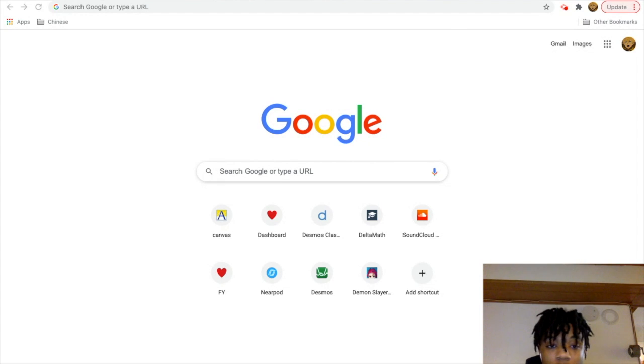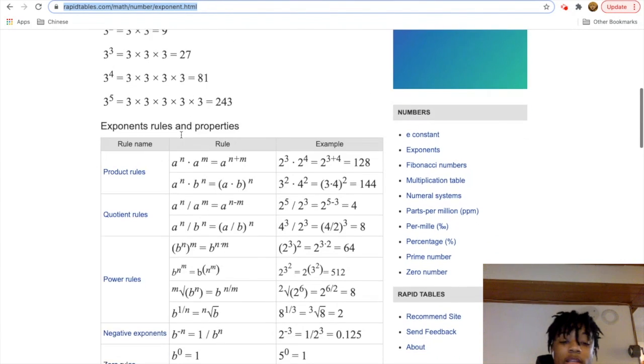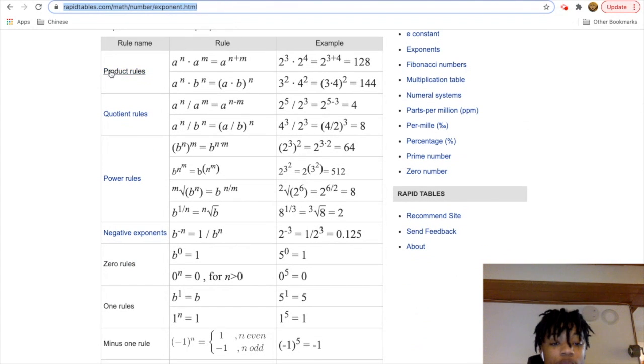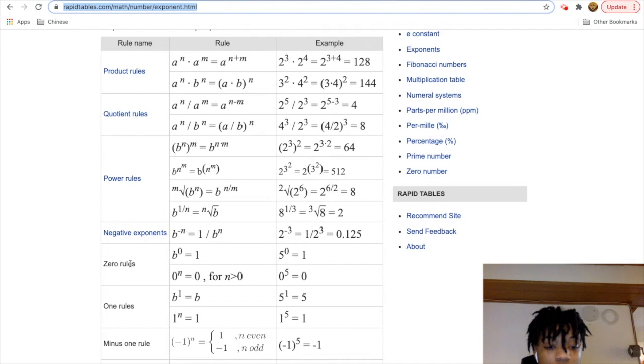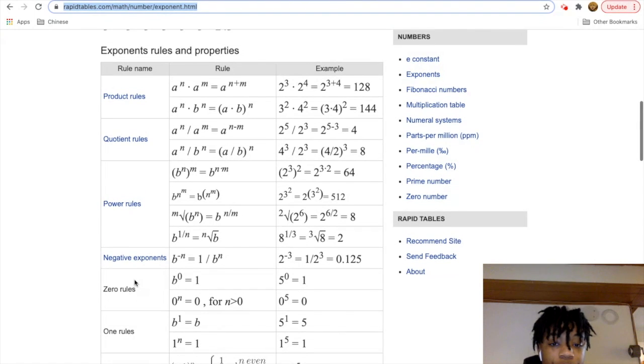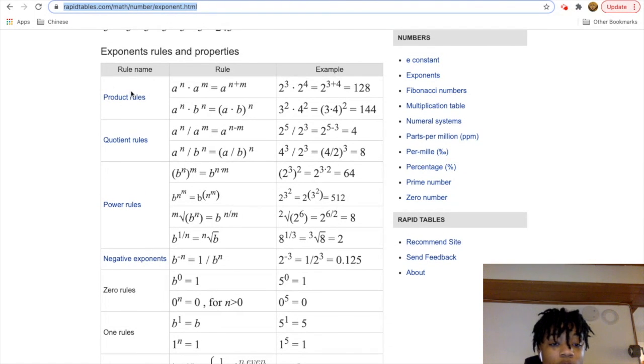We're going to go ahead and look at rapidtables.com, and it's going to easily explain what these are. There are the product rules, the quotient rules, the power rules, the negative exponent rules, zero rules, and the one rules. These are the rules that we will be going over today. So first, as you can see, the product rules.